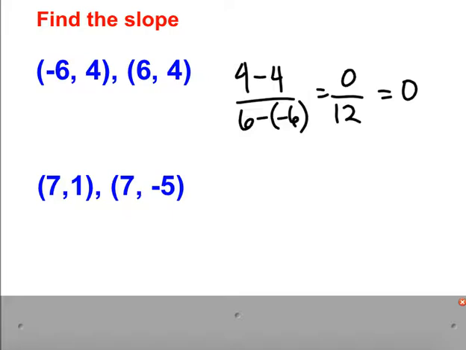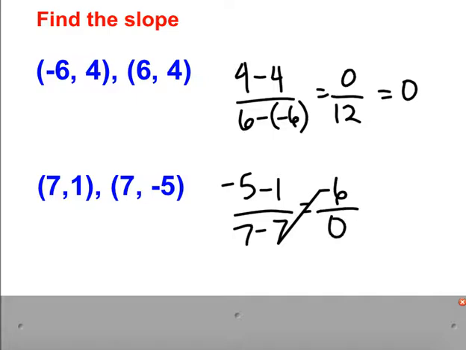And this next one, we do negative 5 minus 1 over 7 minus 7, and we get negative 6 over 0. Unfortunately, I cannot divide by 0, and we would say this is actually a vertical line, so the slope is undefined. Okay? So just use that slope formula when you're given different points. It will help you determine the slope quite easily, actually.